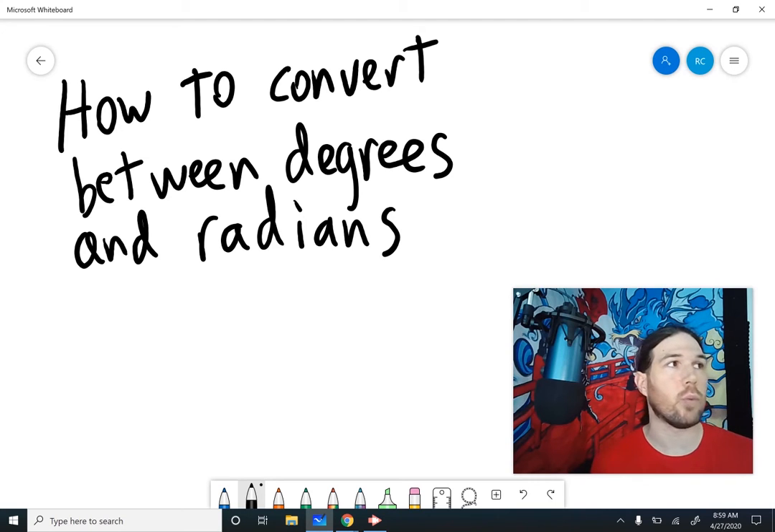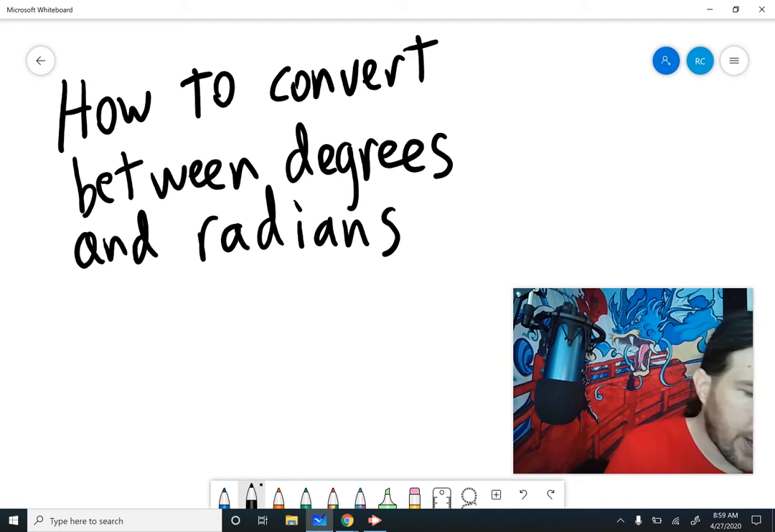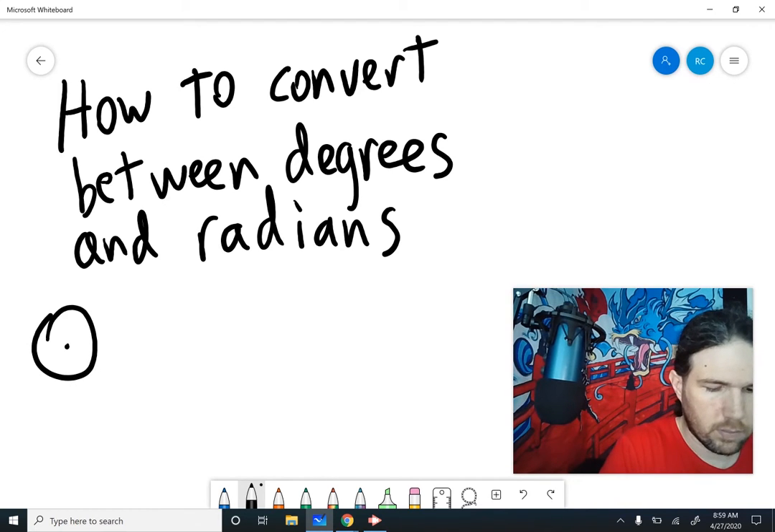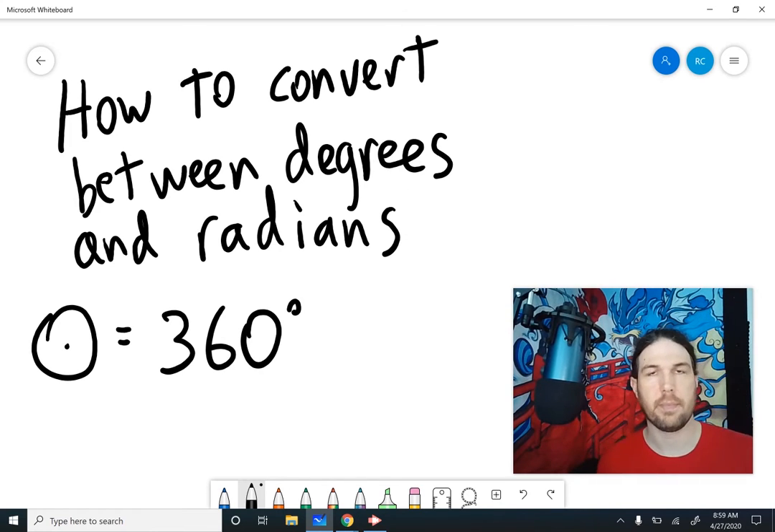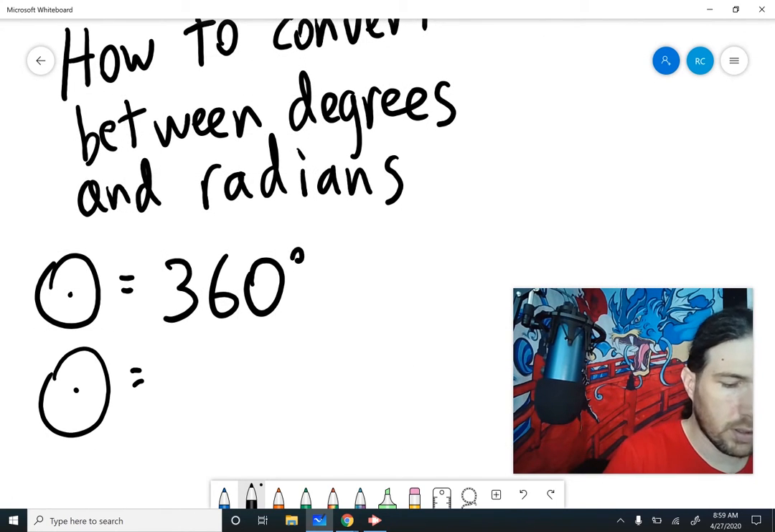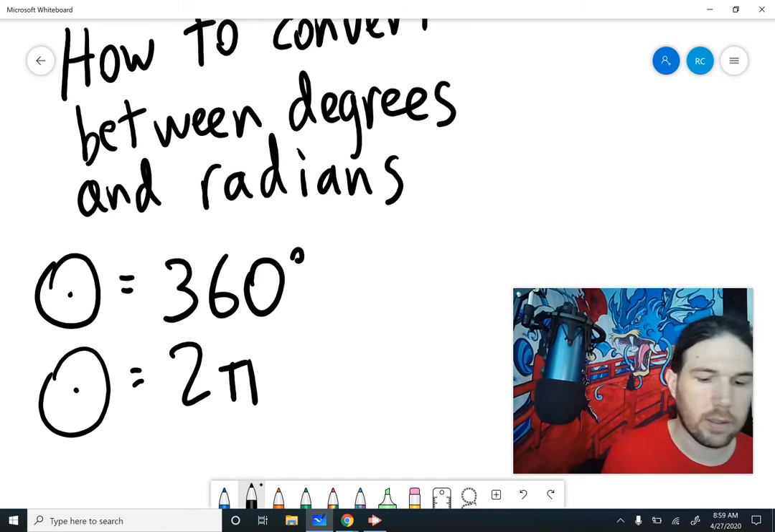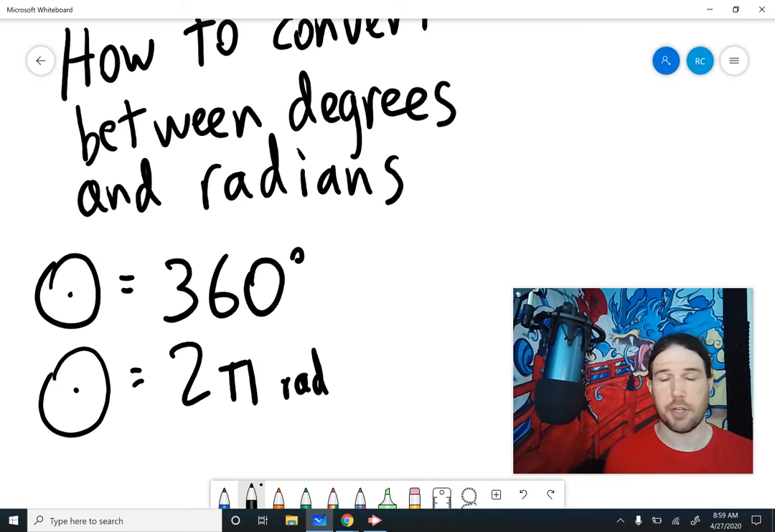So we're going to do that. Sometimes a problem will give you an angle in degrees, and it will be advantageous for you to change it into radians before working with it, or vice versa. So we said that a whole circle is 360 degrees, right? But we also know that a whole circle, well, we just came up with how many radians there are in a circle. There's 2 pi of them. I'm going to use RAD for radians, just like your calculator.